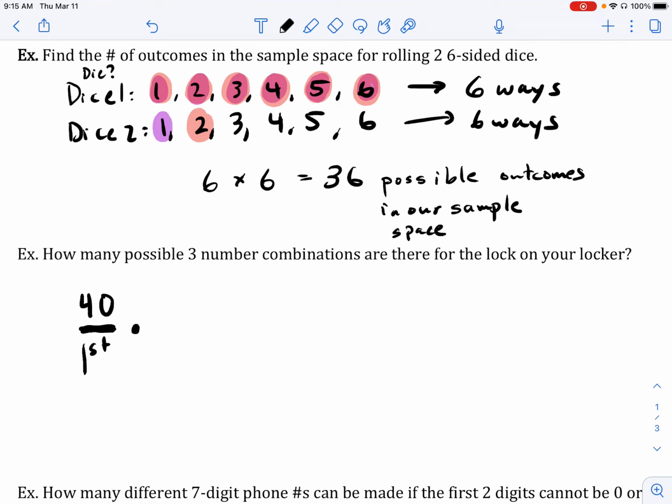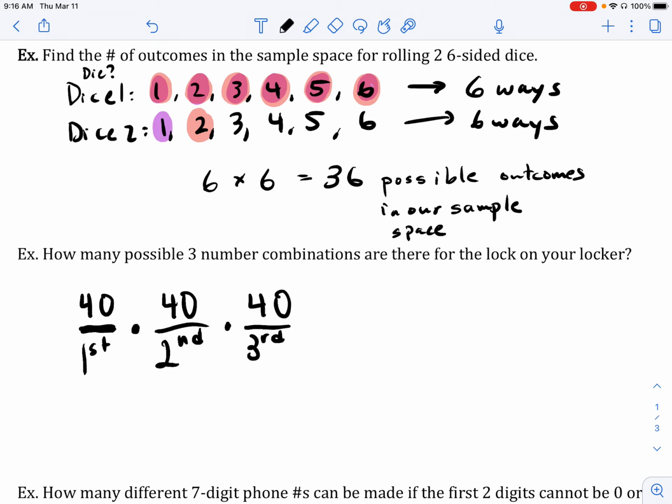Well, what about that second number? Now, there's nothing that says that your locker combination or your lock combination can't be 3 of the same numbers. So just because you choose one number for your first instance doesn't mean you can't use it again. Like, your locker combination could be 1, 1, 1. That would be a terrible combination, but it could be, right? So we would also say that in that second number spot, you could have 40 different numbers there. And finally, in that third locker number spot, right, you could also have 40 numbers there.